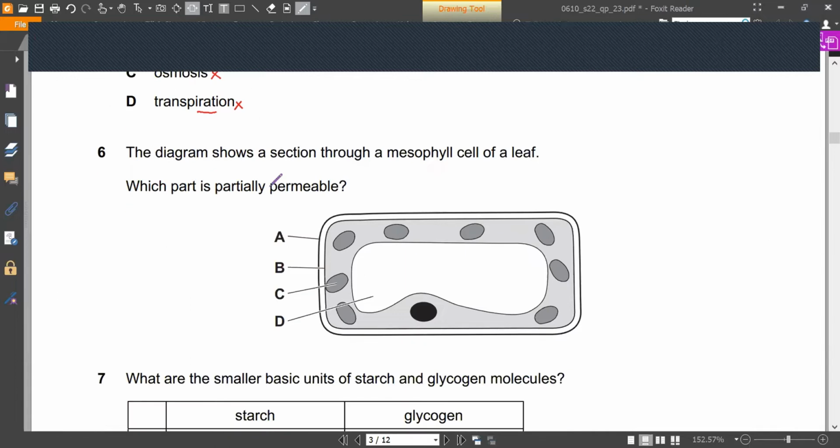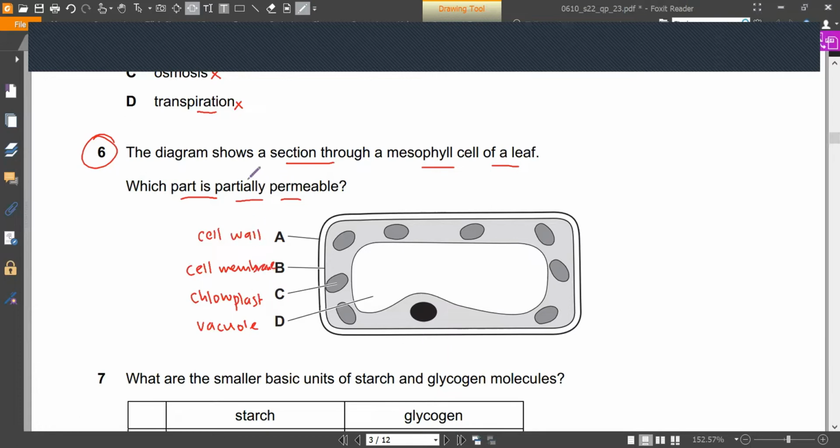Next. The diagram shows a section through a mesophyll cell of a leaf. Which part is partially permeable? This part we are also very familiar with, right? So it should be no problem. We have the vacuole here, and then we have chloroplast, the cell membrane, and the cell wall.